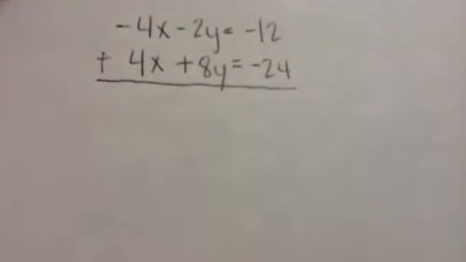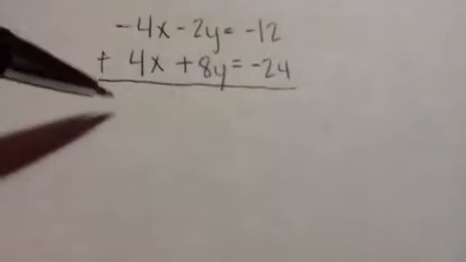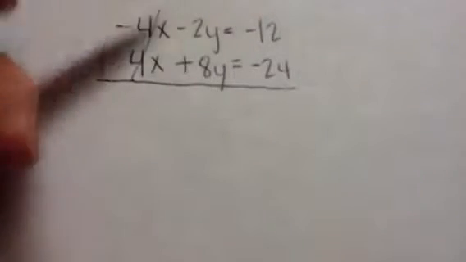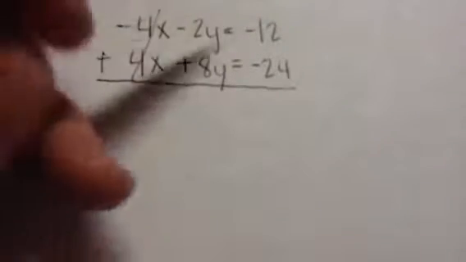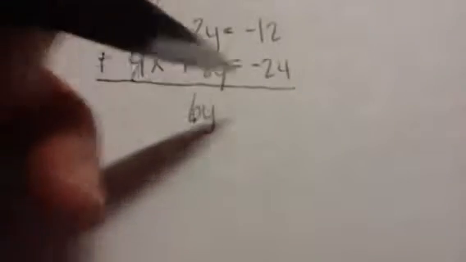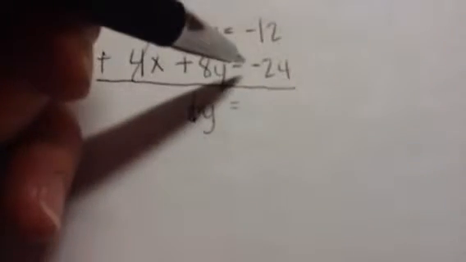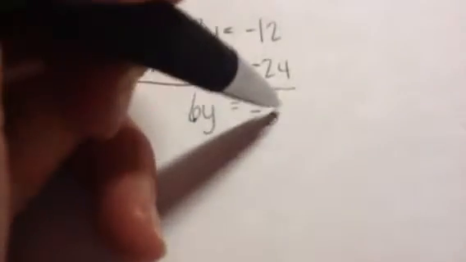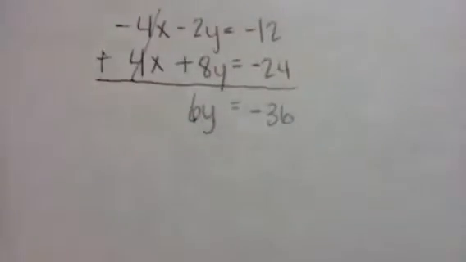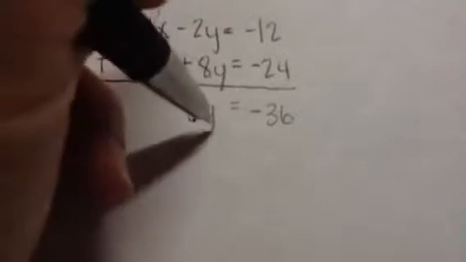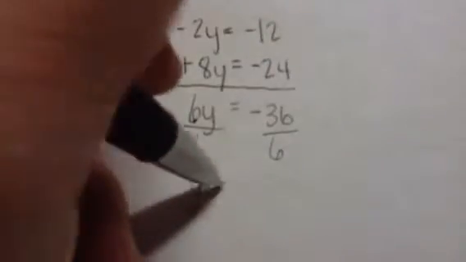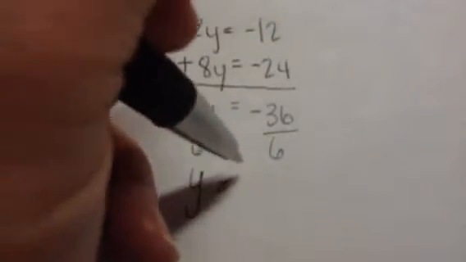I'm just going to draw my line here and put in a plus. Negative 4x plus 4x is going to give me 0. Negative 2y plus 8y is going to give me 6y. Negative 12 plus a negative 24 is going to give me negative 36. Now I can easily solve for y. This is being multiplied, so I would do the inverse operation, which is divide. So I have y equals negative 6.